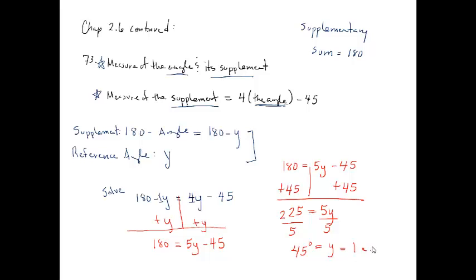That's the angle. The angle is 45 degrees, which means its supplement is going to be 180 minus 45, which is 135 degrees. So the measure of the angle is 45 degrees, and the measure of its supplement is 135 degrees.